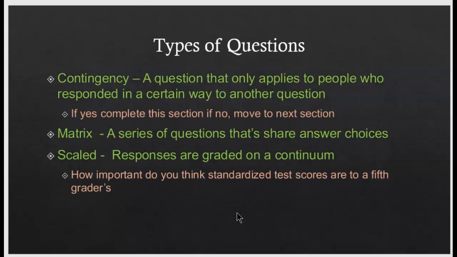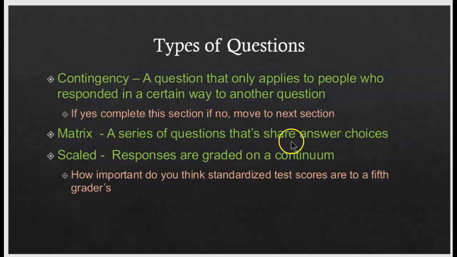So there's a contingency question, which only applies if people answer another question in one way. So if someone says yes to the answer to a question, they go on to the next section. If they say no, they may move to another section. This branched method of questionnaires is used for online survey questionnaires, where you're collecting data from a certain group, and if someone isn't a member of that group, they select themselves out of the survey.